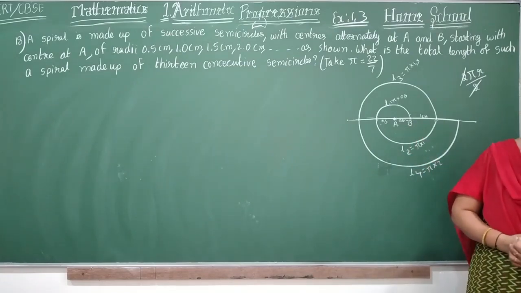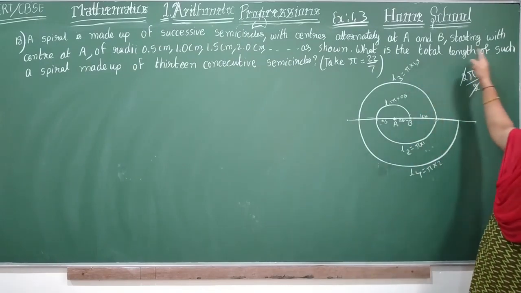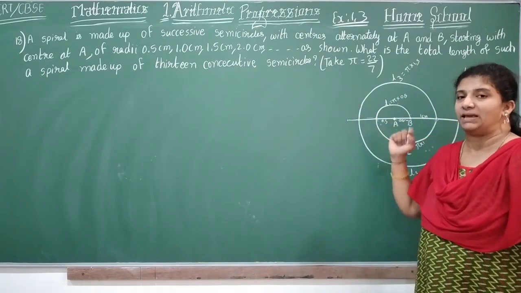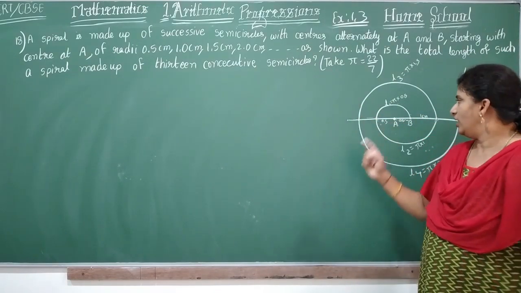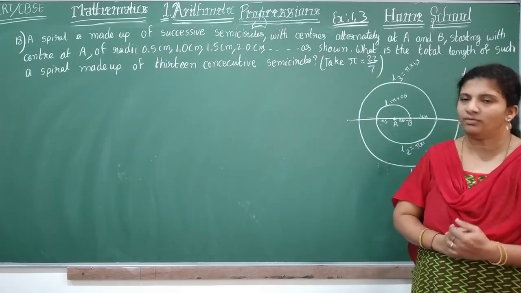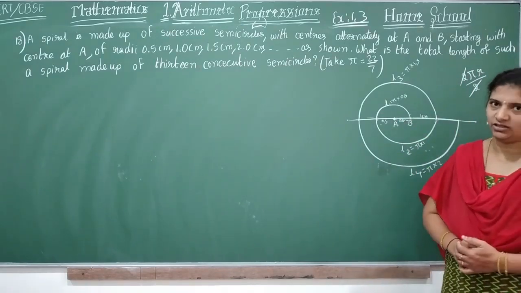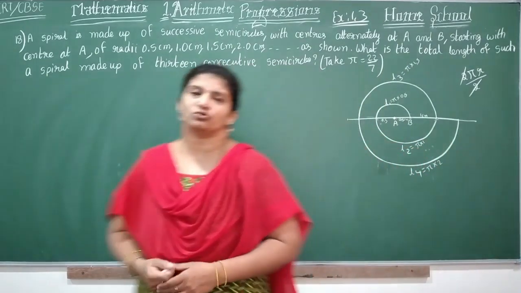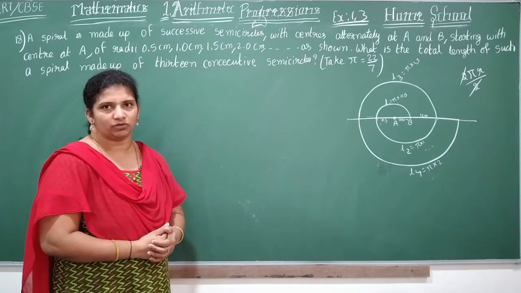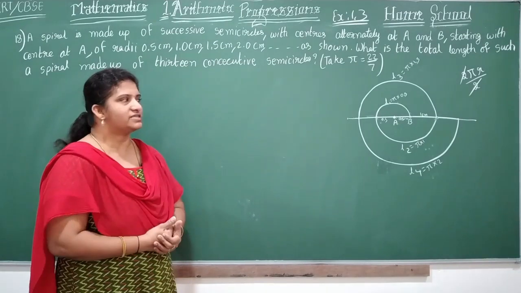How many spirals are done here? They are done 13 spiral sections. What is the total length of such a spiral made up of 13 consecutive semicircles? 13 semicircles will be formed, and the length of the spiral is your question. It is very easy, children. Understand the question carefully. We should not be afraid of seeing any problem in arithmetic progression. If we try to understand, it feels like a very easy problem.